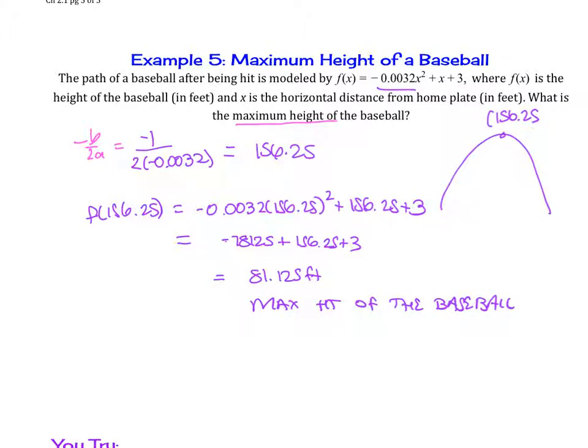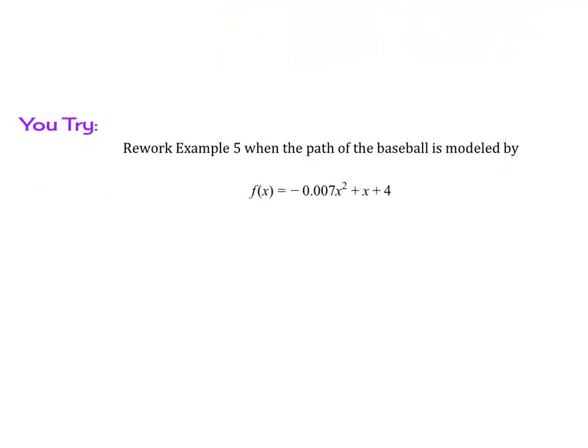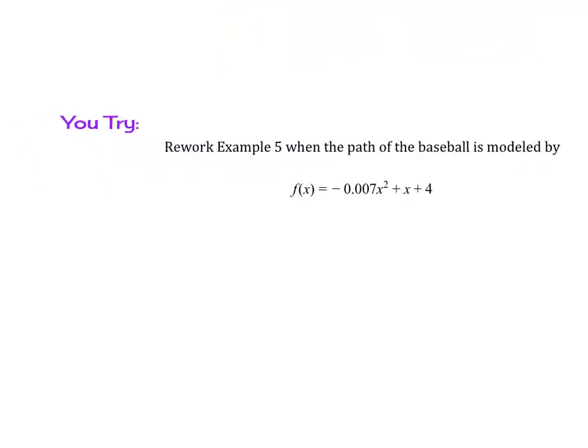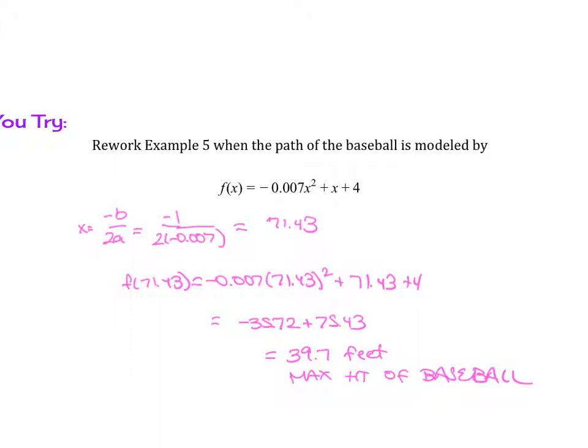So I want you to go ahead and try this example. You're going to rework example 5 when the path of the baseball is modeled by this equation here. Pause the video and I'll have the answer when you come back. So if you tried this out, you would have gotten that 39.7 feet is the max height of the baseball. The x value of that vertex was 71.43. Just make sure you apply the correct order of operations. Don't forget the negative in front.